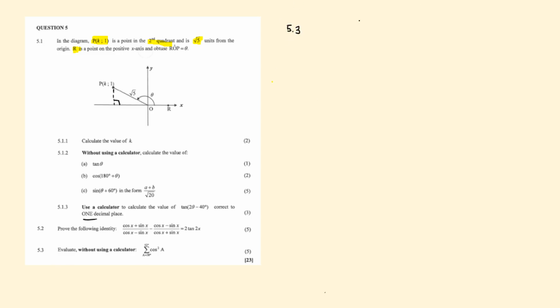Okay. Question 5.3 says evaluate without using a calculator the sum of A from 38 degrees to 52 degrees of cos squared A. Okay, so now this is integrating the knowledge that you learned from arithmetic sequences and series. Alright, this specific one is most probably going to be an arithmetic sequence since you are given the first and the last term. Okay, so how we're going to set this up is that let's first write out the first 3 terms of the series.